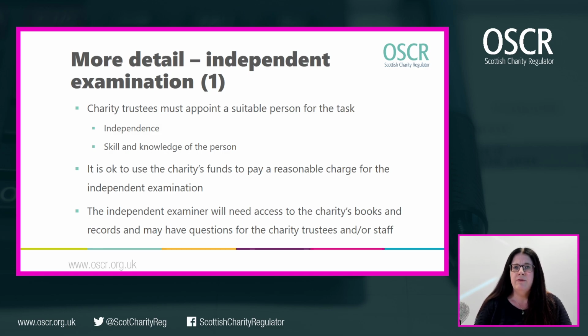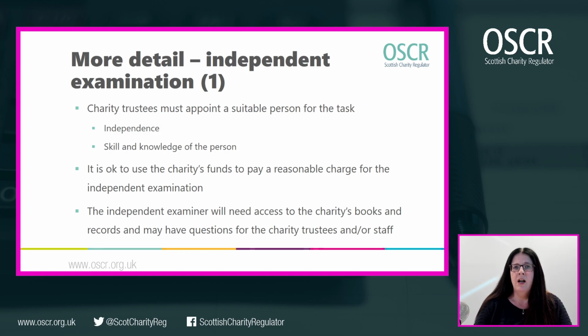They need to think about, first of all, independence. A key point about external scrutiny is that the person doing the scrutiny needs to be really independent of your charity. They can't be a charity trustee. They can't be a person who's related to a charity trustee, for instance. They can't be a member of the charity's staff. They need to be someone who's completely independent of the way that the charity runs and particularly the way its accounting records are kept. It's important for the charity trustees to appoint someone who has the right skills and knowledge to do the job as well.